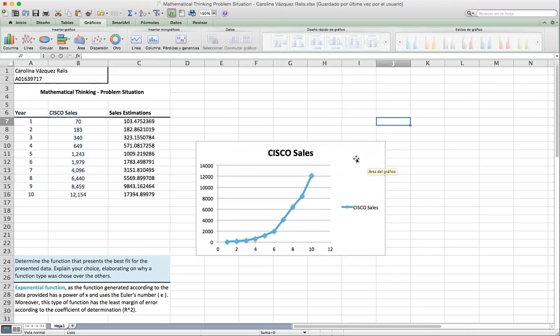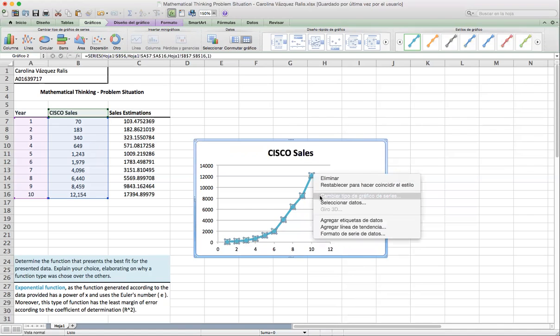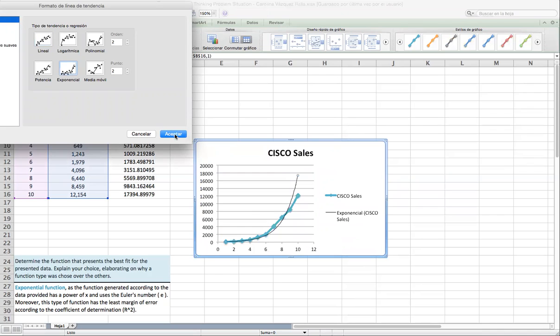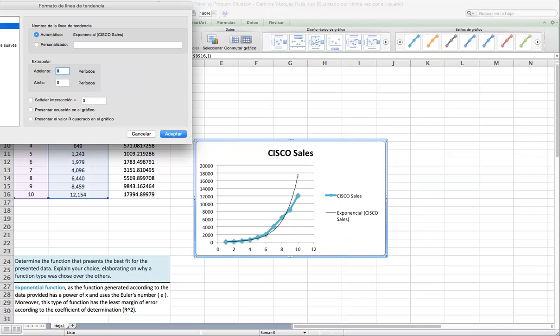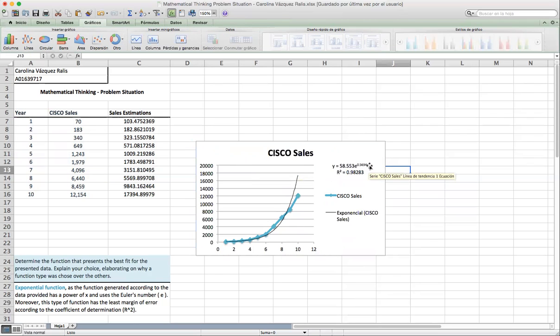So how can we find our equation and our parameter? We're going to click on our values inside the graph. We're going to click on Add Trend Line, and we are going to add the exponential one. Now in options, we are going to check the box for presenting the equation in the graphic and for presenting the R value in the graphic. Okay, so here we have it. We have our graph, and we have our equation and our R squared parameter.